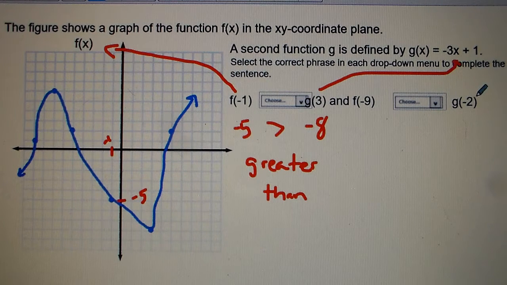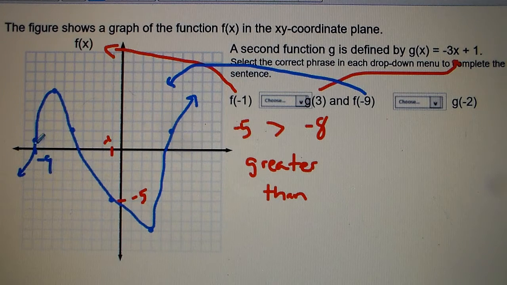F of negative 9 and g of negative 2. Well, f of negative 9, we're going to put it in here for f of x. So negative 9 is all the way down over here. 1, 2, 3, 4, 5, 6, 7, 8, 9. So at negative 9, the function has a height of 1. So f of negative 9 is height 1. G of negative 2, we put negative 2 in for x up here for the g of x function. Negative 3 times negative 2 gets you 6. 6 plus 1 gets you 7. Is 1 less than 7, equal to 7, or greater than 7? Well, 1 is less than 7. So this is greater than, less than.